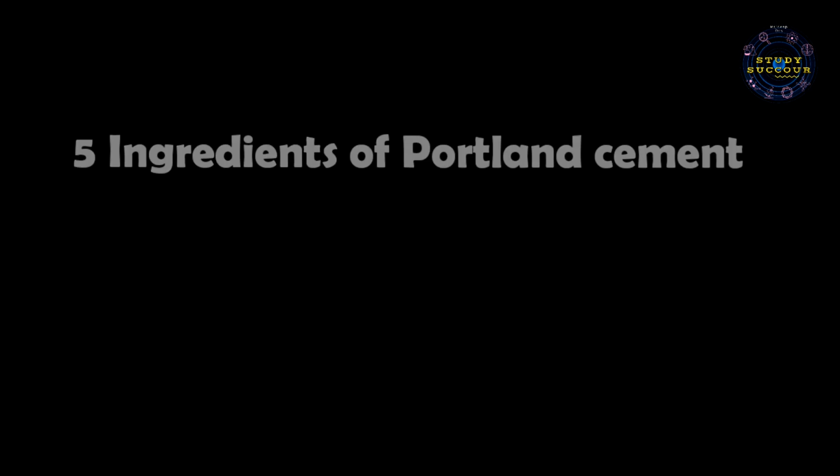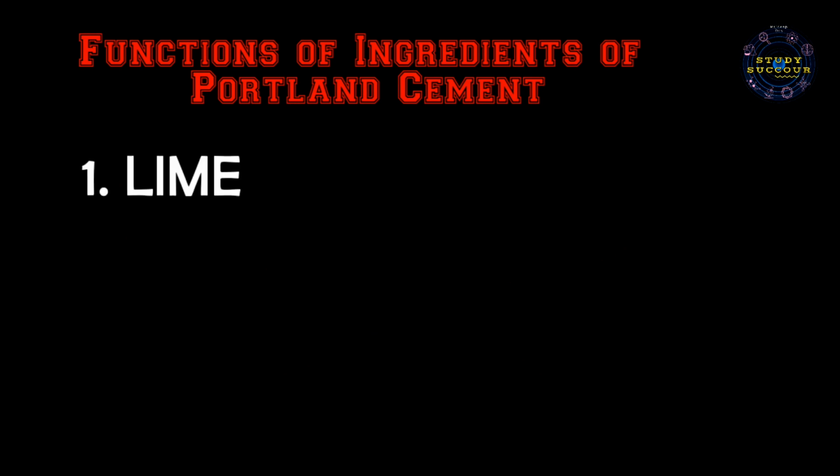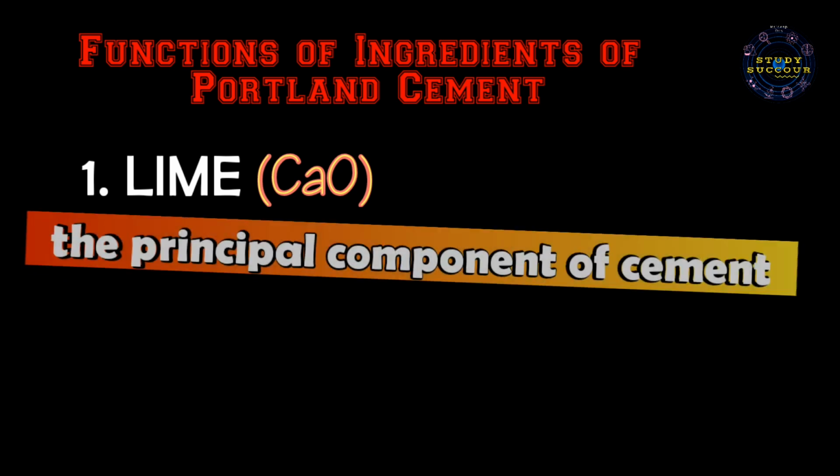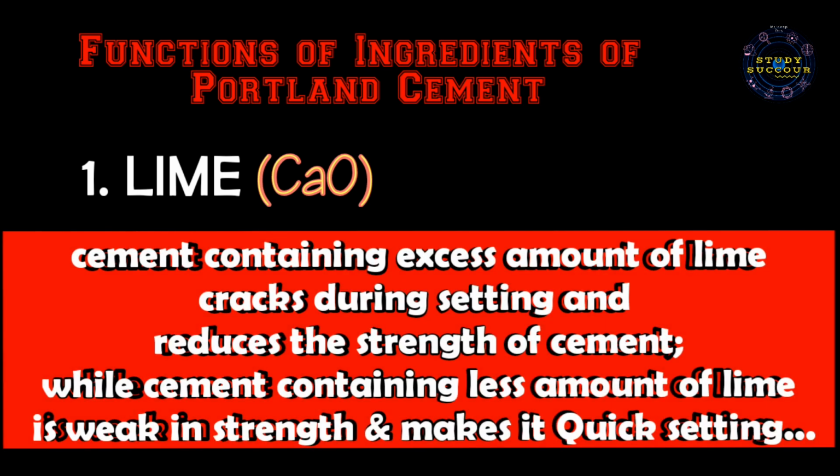Now it should be clear to you that Portland cement has 5 main ingredients, that are lime or CaO, silica, that is SiO2, alumina or Al2O3, iron oxide or Fe2O3 and gypsum or CaSO4.2H2O. So now we will discuss about the functions of the ingredients of Portland cement. First comes lime or CaO, calcium oxide. Lime is the principal component of cement. Its proportion must be properly regulated. Cement containing excess amount of lime cracks during setting and reduces the strength of cement, while cement containing less amount of lime is weak in strength and makes it quick setting.